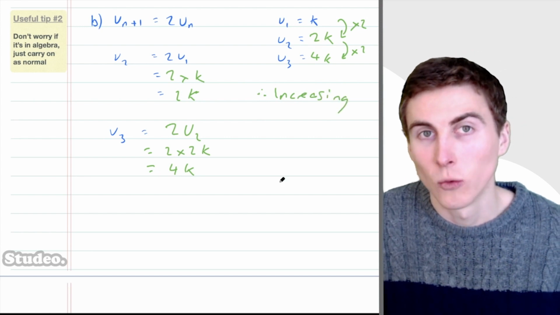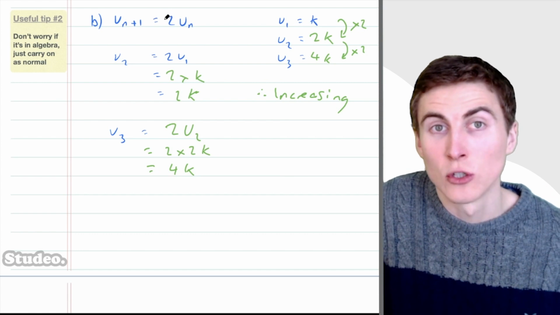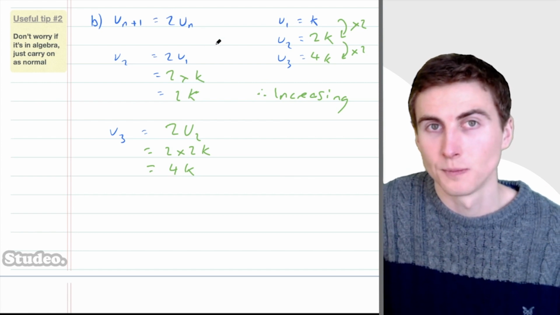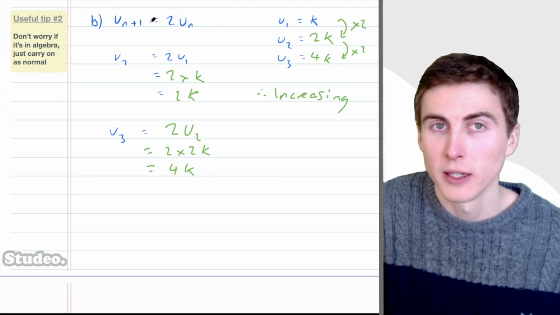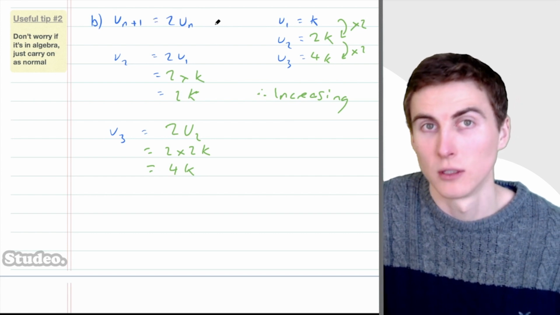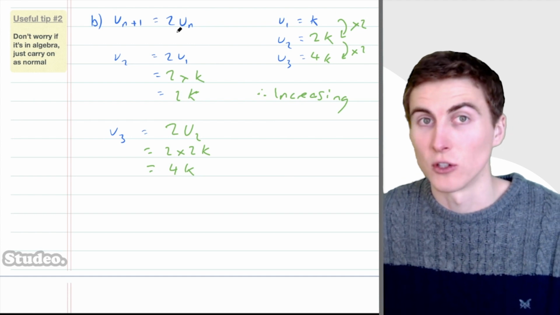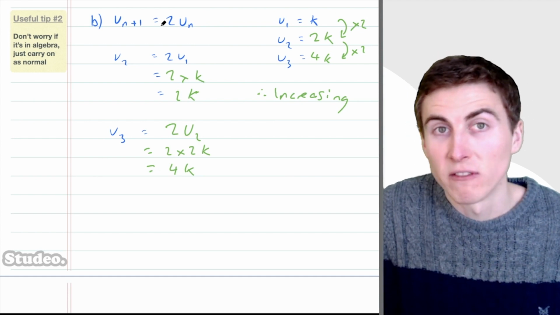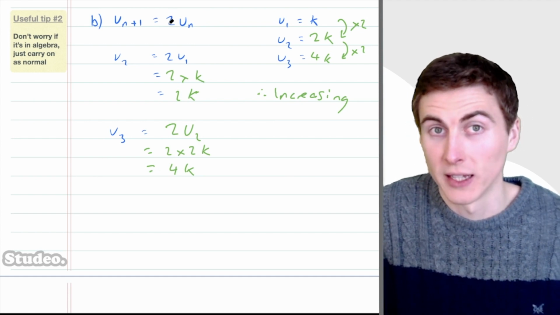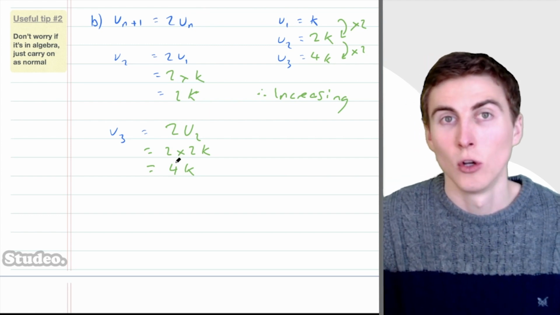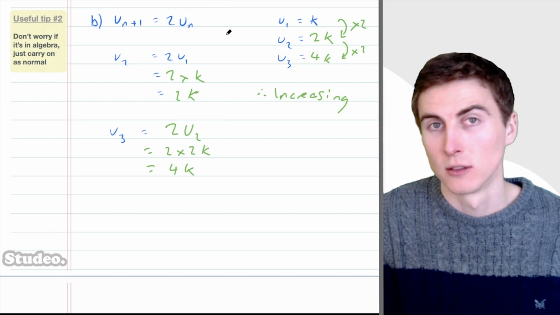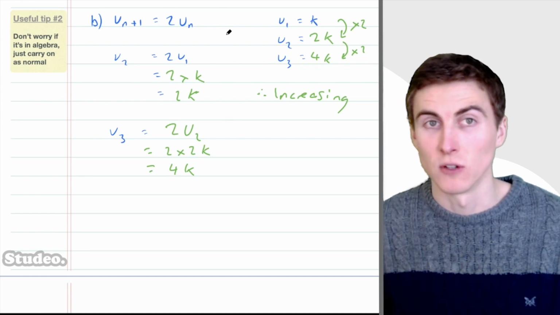And again, we could see that from the beginning because it just had a 2 in front of the u n. So if the previous term is being multiplied, or you are adding things to it, it's probably going to be an increasing function. Whereas if there was a fraction here, like if it was half of u n, that would mean it's getting smaller each time. Or if you subtract something from the end. Those sort of things would mean there's a decreasing function.